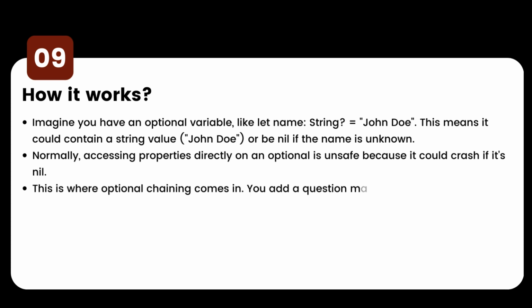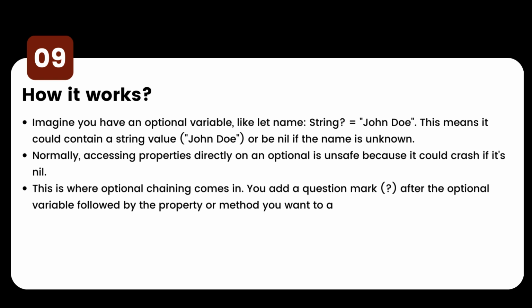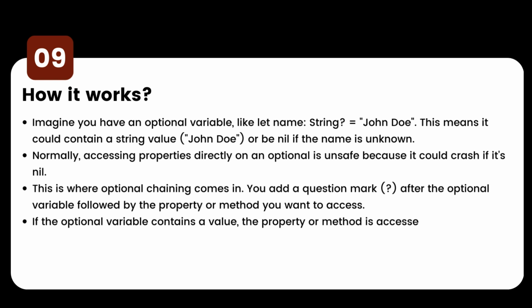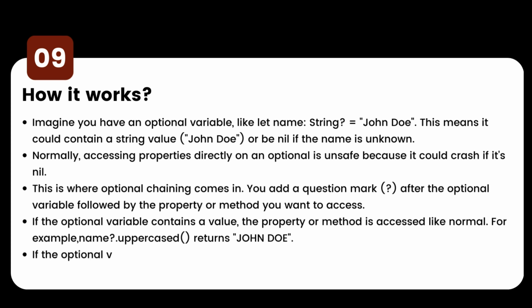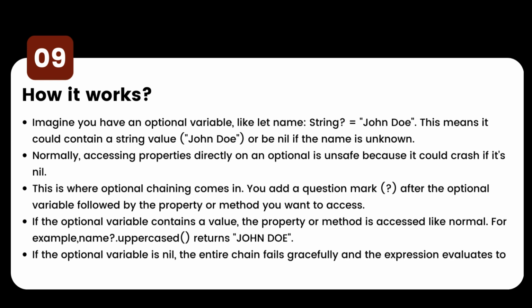You add a question mark after the optional variable followed by the property or method you want to access. If the optional variable contains a value, the property or method is accessed as normal. For example, name?.uppercased() returns Johan Dio. If the optional variable is nil, the entire chain fails gracefully and the expression evaluates to nil. This prevents crashes and makes your code cleaner.